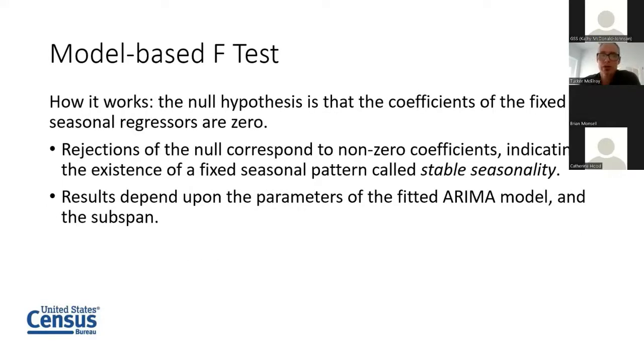So how it works, basically, the null hypothesis is that the coefficients of the fixed seasonal regressors are 0, i.e. that there's no fixed seasonality. So rejections of that null say that there is stable seasonality, a fixed seasonal pattern. And these results will depend upon the parameters of your fitted model and also the specification of that model.